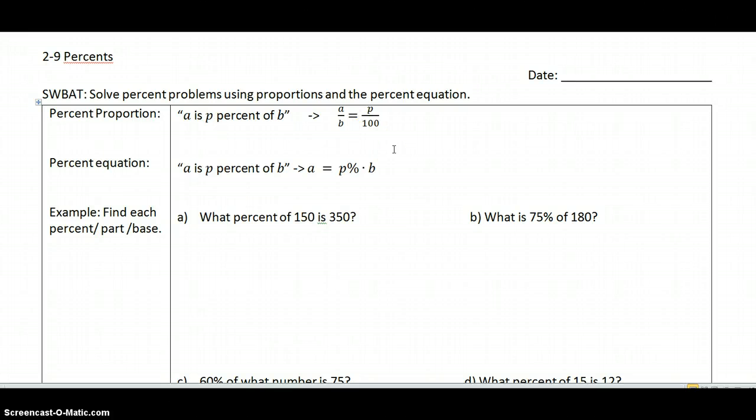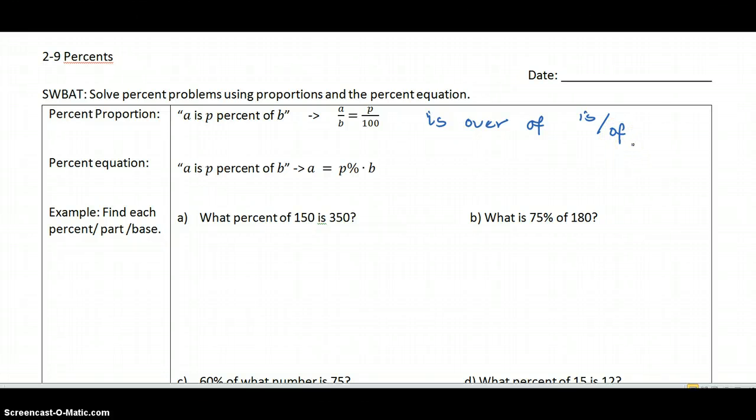And then one thing people remember is "is over of." So the "is" part is the A, which is going to go on top. And the "of" is B, which will always go on the bottom in your denominator. So is over of. Always write it like that. The is part goes on top, the of number goes on the bottom.